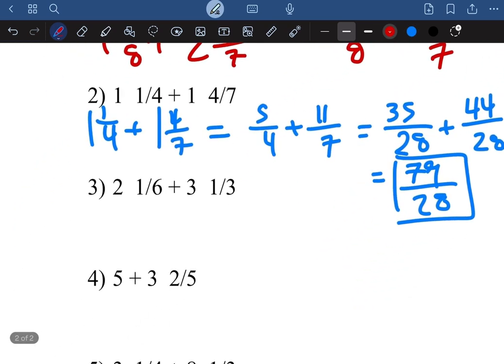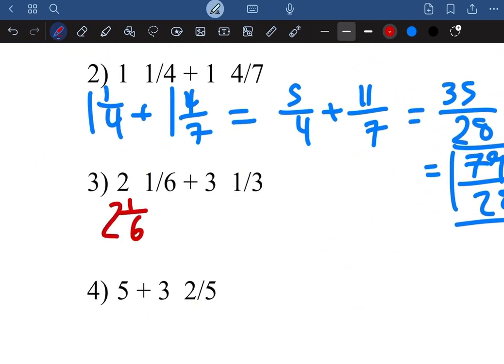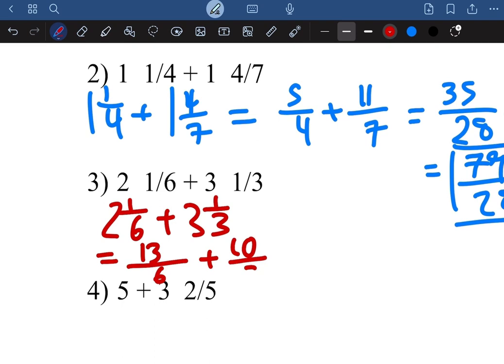Number 3, we have 2 and 1/6 plus 3 and 1/3. So again, we're going to convert it into an improper fraction. 2 and 1/6 is the same thing as 13 over 6. And 3 and 1/3 is the same thing as 10 over 3. Our common denominator for this question is just 6. We're going to leave 13 over 6 as it is. But for 10 over 3, we're going to multiply the top and bottom by 2. 2 times 10 is 20 over 6.